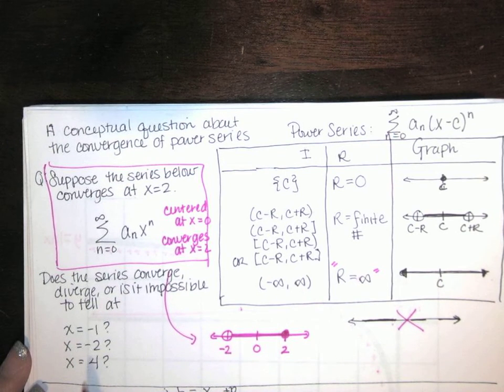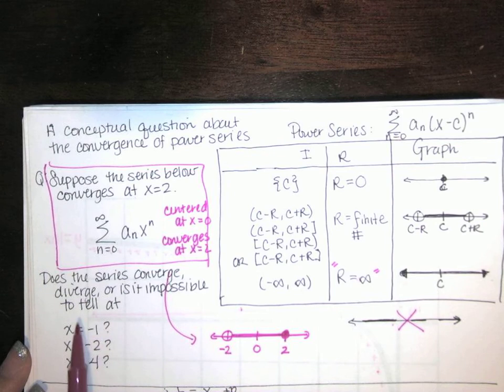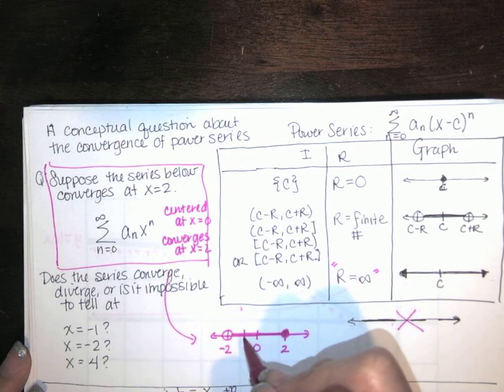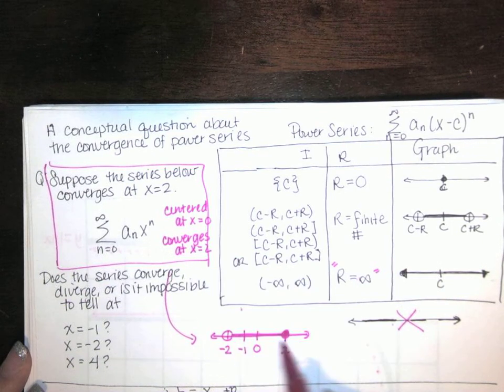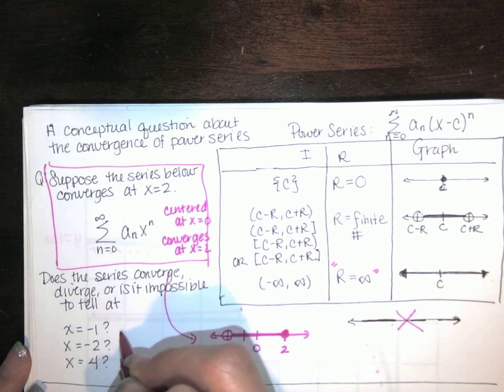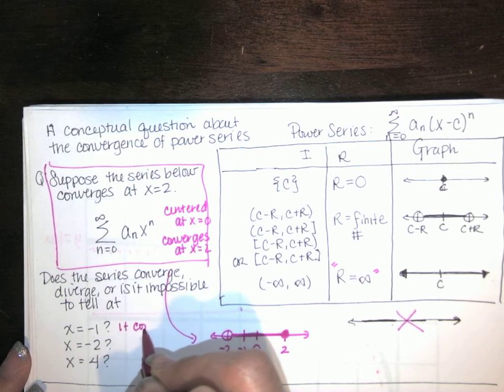So the first question says, does the series converge, diverge, or is it impossible to tell at -1? Well, x equals -1 is only 1 unit from 0. It's less than 2 units from 0, so it does converge at -1 because this implies that the series converges here. So we'll say yes, it converges at that value.